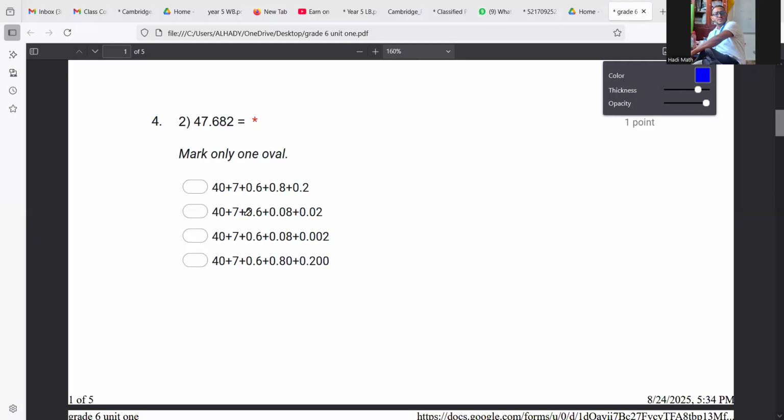This is wrong. Here, 4 is tens, okay, 7 is ones, okay, 6 is tenths, great. 8 is hundredths, great. And 2 is also hundredths. No, this is wrong. Here 4 is tens, 7 is ones, 6 is tenths, good. 8 is hundredths, good. 2 is thousandths, excellent. So this is your option. This one, 4 is tens, 7 is ones, 6 is tenths, 8 is tenths, and 2 is also tenths. So your option is number 3.